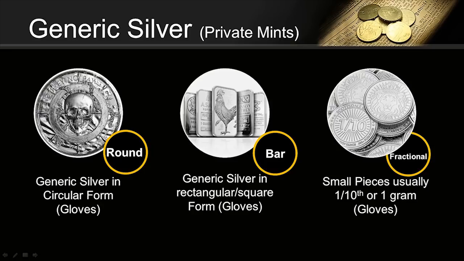But the important thing with these rounds, if they're shiny, you've got to wear gloves. Otherwise, you're going to put fingerprints and stuff from the oil of your hands on it, and it's going to tarnish. But you know, some people like to let this type of silver tarnish, so it depends on what you want.